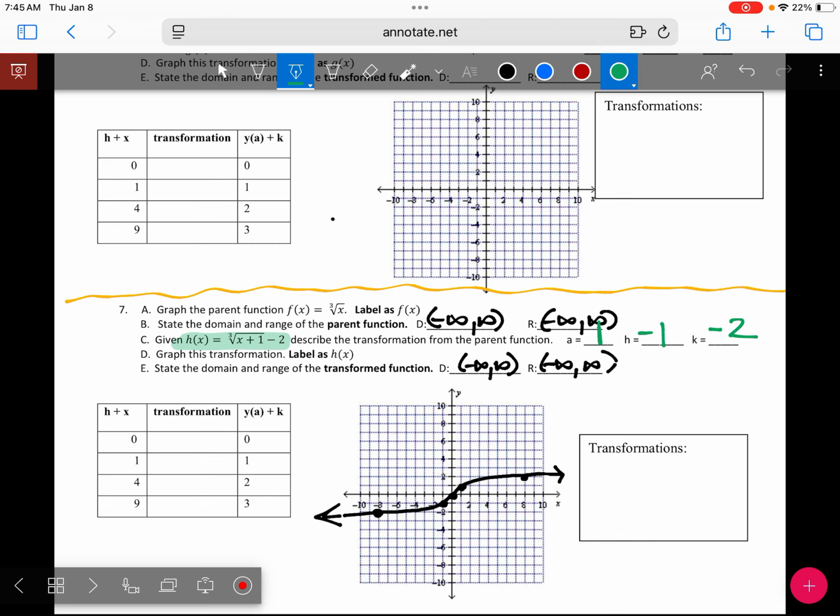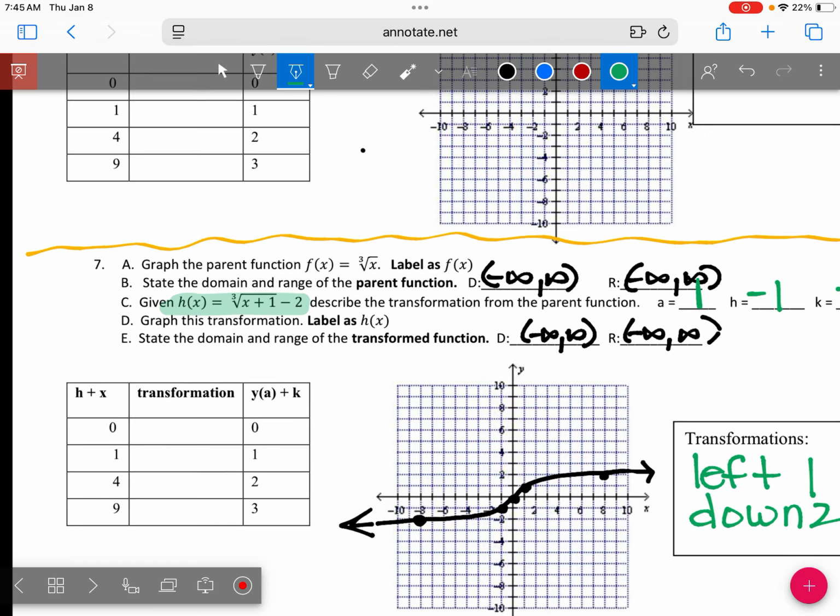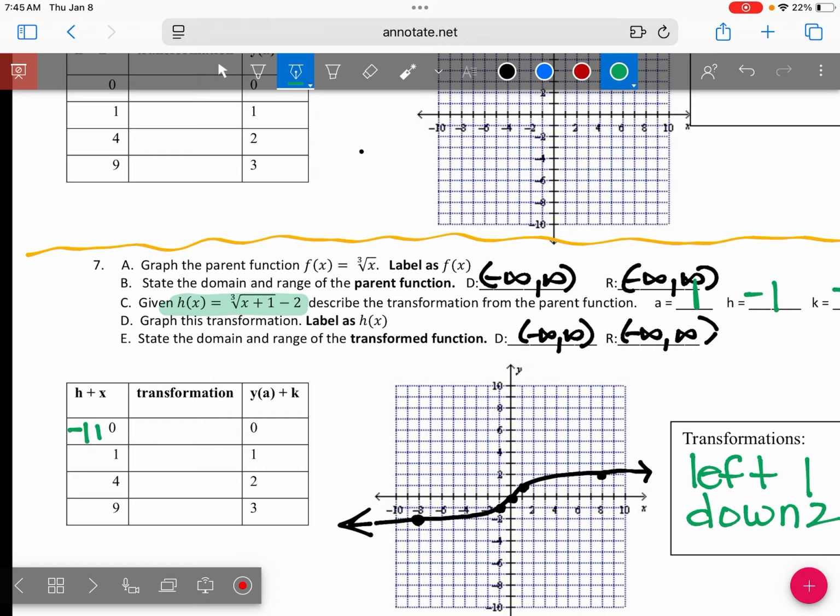So because of that -1, what is that going to make our graph do? What am I going to write in this box? Left 1. And what about the -2? Down 2, good. All right, so all you have to do is apply your transformations. Add the -1 to all of these. We don't have to worry about multiplying by 1 because that doesn't do anything.